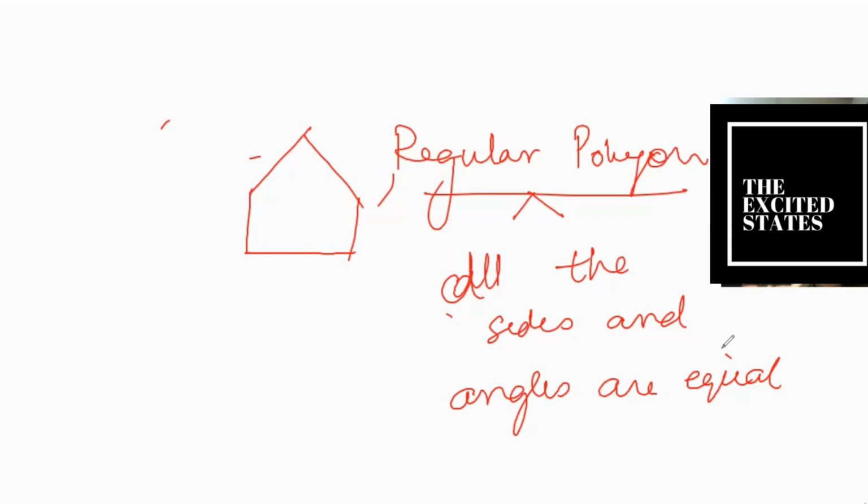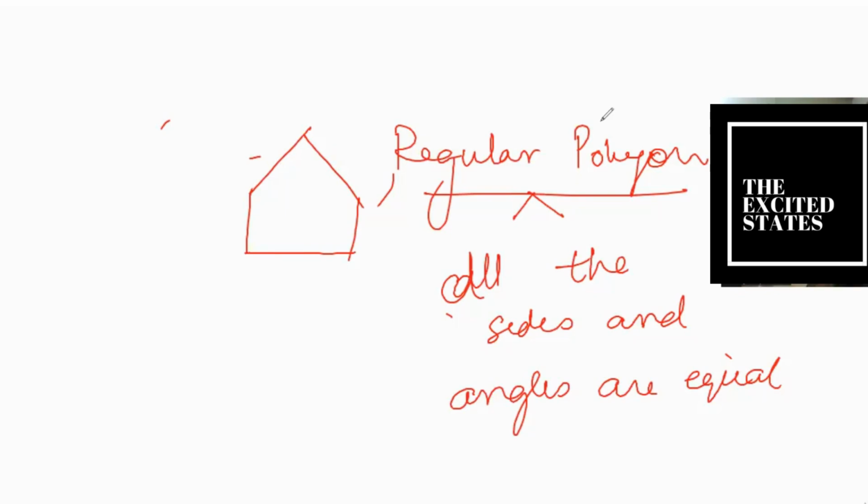And so what you have to do now, you have to divide it by 5 to get what are the individual angles of this pentagon. Divided by 5. 108. 108, right?